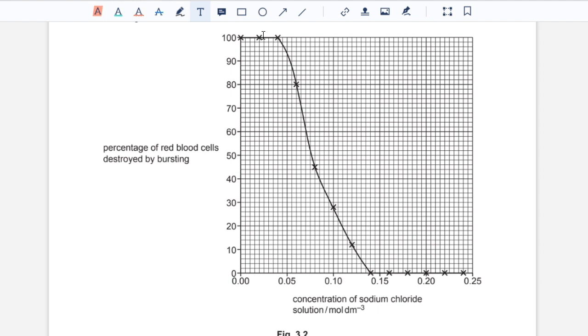That means for all of the red blood cells, the water potential of the surrounding solution is greater than the water potential of the cells, so water keeps moving in all of the 100% cells. And beyond 0.14 mole per dm cube of sodium chloride solution, none of the cells are bursting. That means none of the cells have excess water, meaning that water is moving out of them instead of moving into them, which also means that after 0.14 mole per dm cube, the water potential of the sodium chloride solution that surrounds the red blood cells is lower than the water potential of the red blood cells.